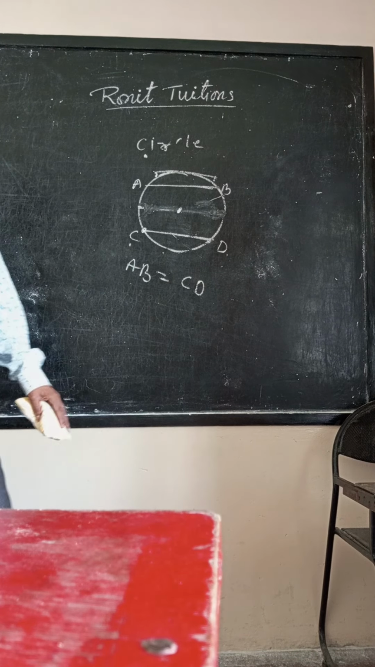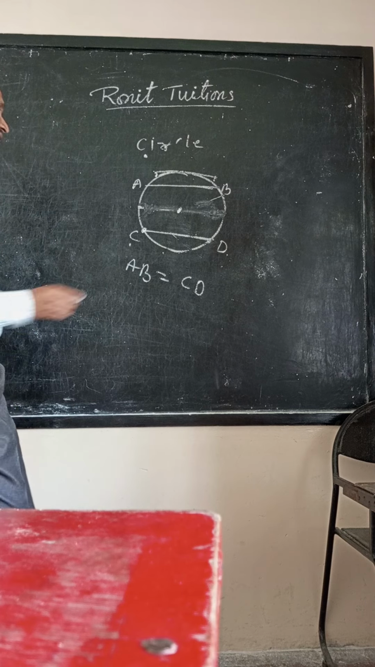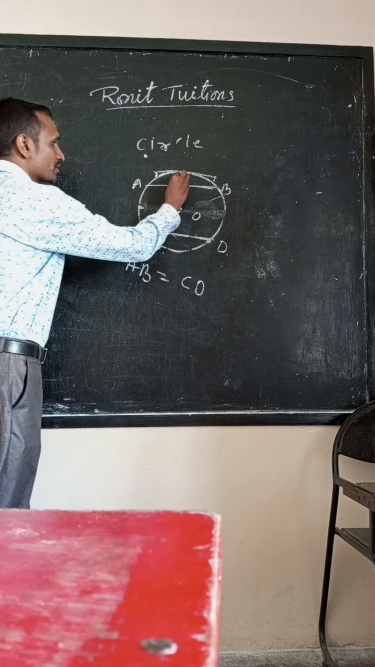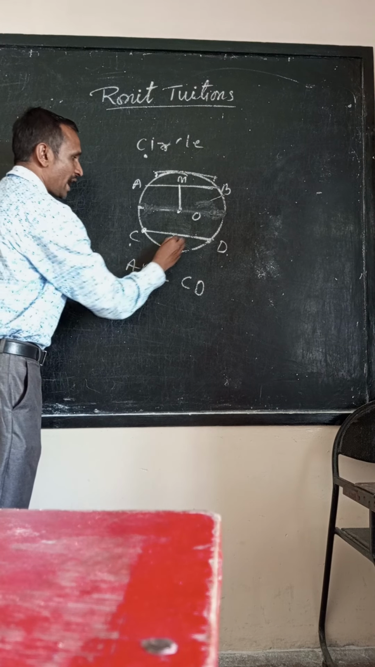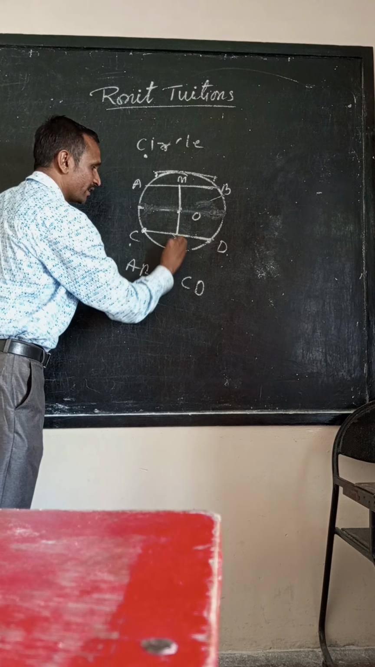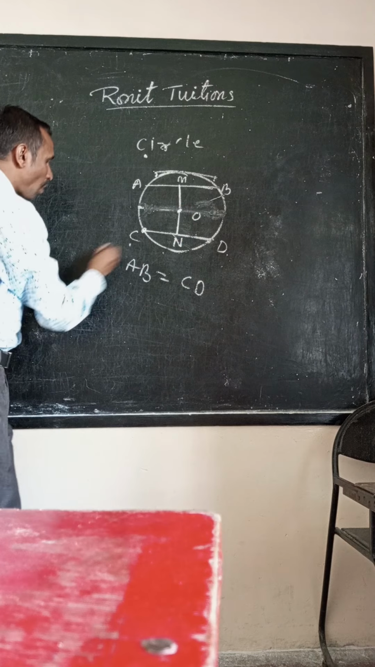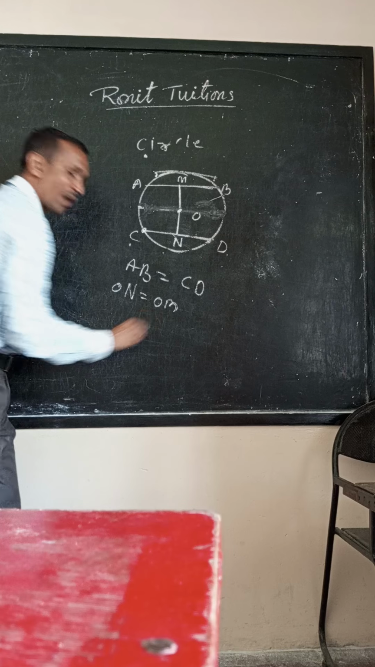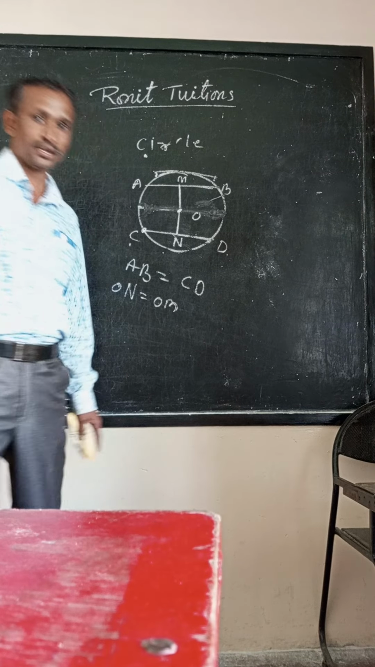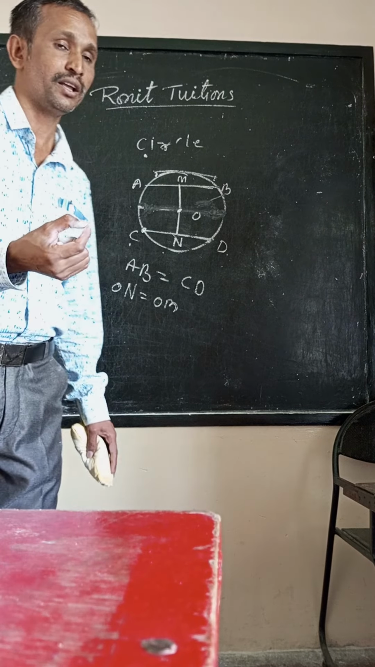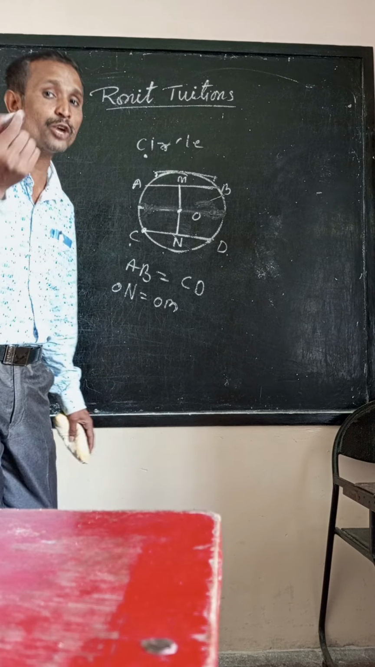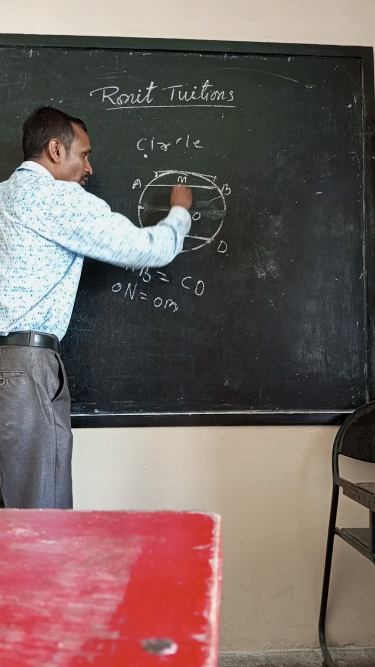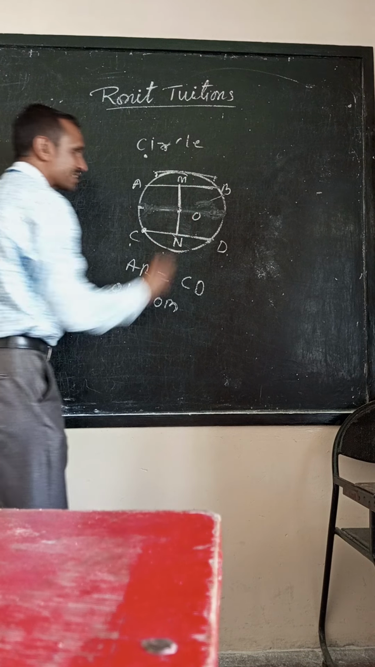If the chords are equal, then they are equidistant from the center. This is center O, and this distance, suppose this is M and this is N, so ON is equal to OM. Equidistant. Why? Because if the chords are equal in length, then they are equidistant from the center. Equidistant means they have the same length, so OM and ON will be the same.